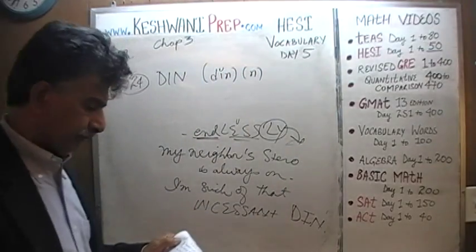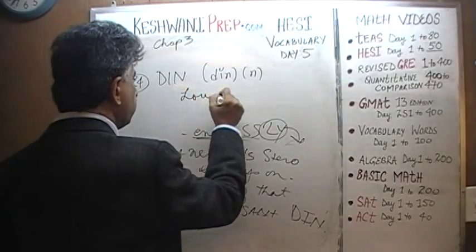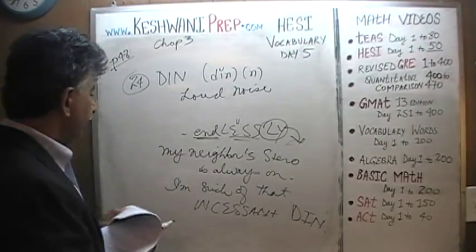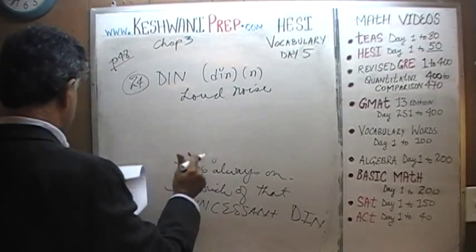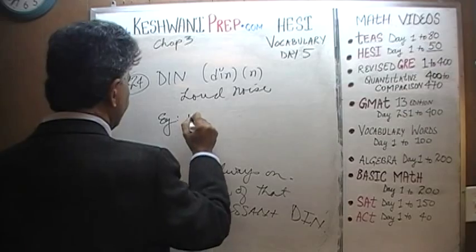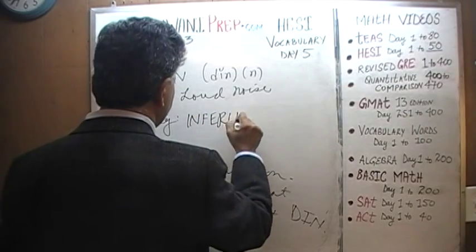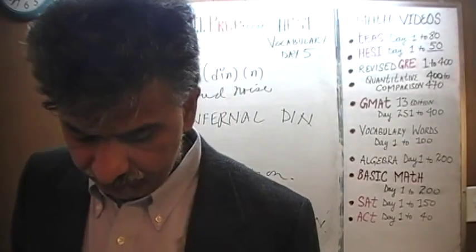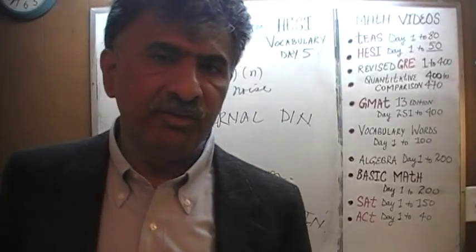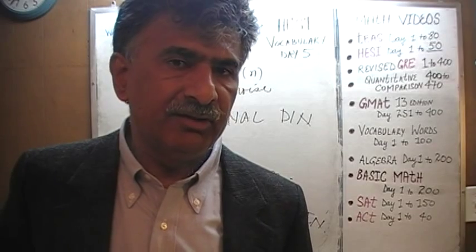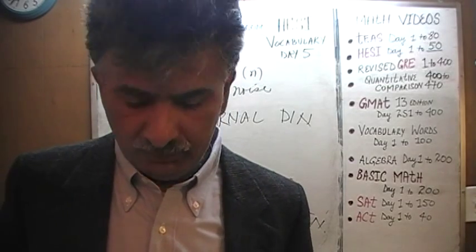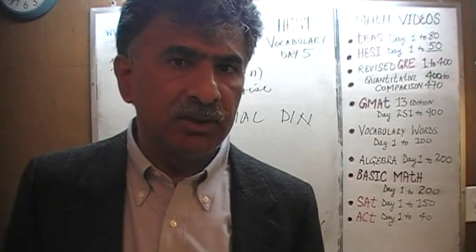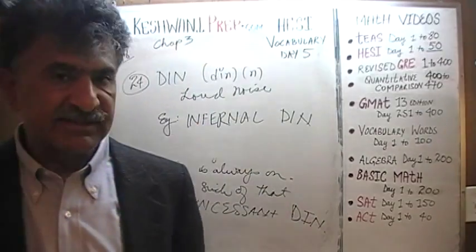Din is a noun. It simply means loud noise. A din is a loud noise, as in infernal din. When people find something very annoying, sometimes they refer to it as infernal din, the noise from hell, the hellish sound, the hellish barking. The incessant barking of that bloody dog is giving me a migraine. Stop that infernal din.